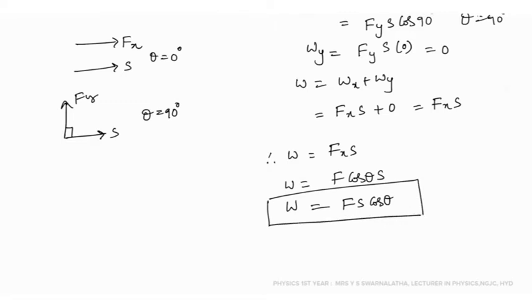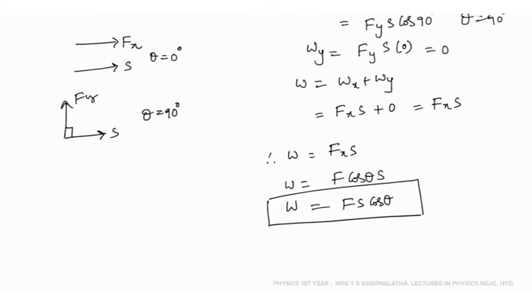So this is nothing but F dot s, the dot product of force and displacement. F dot s is F s cos theta, as we wrote. What we can say from this is that whenever we are calculating work done by a force applied at an angle theta to the displacement, it is only the component of force along the direction of displacement which will do the work.